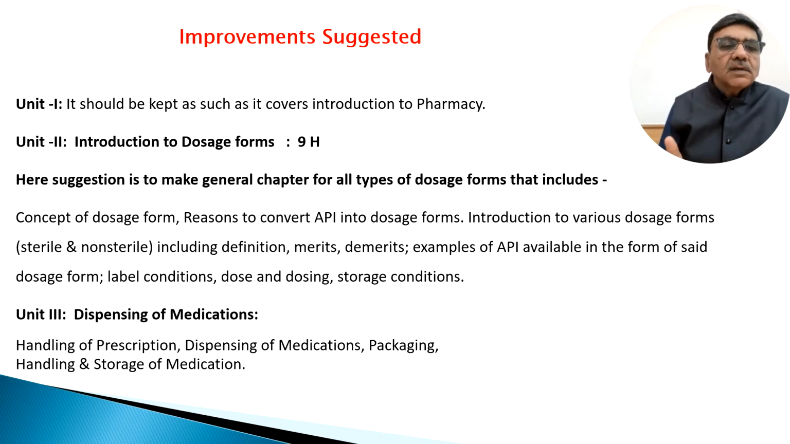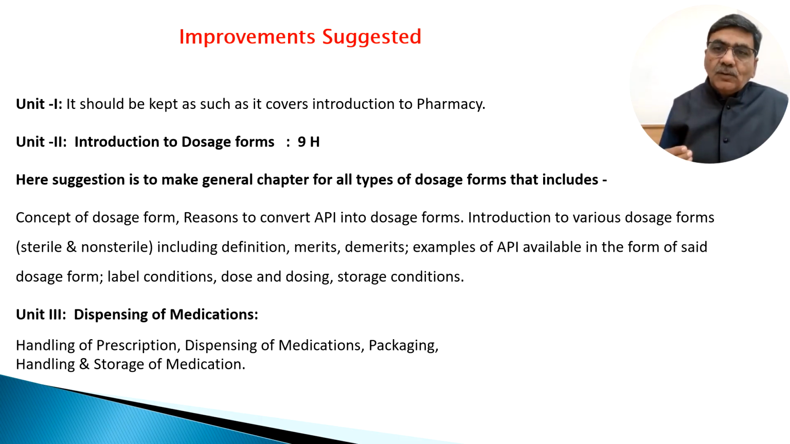So what will it cover? It will cover the concept of dosage form, the reason to convert a particular API into a dosage form, and an introduction to various types of dosage forms like sterile and non-sterile, with definitions, merits, demerits, and examples of APIs available in that particular dosage form. For example, in syrups, which different APIs are available, or in other words, in which different dosage forms a particular API is available.